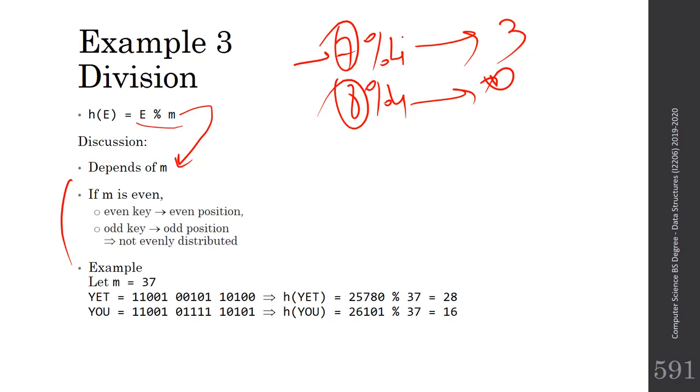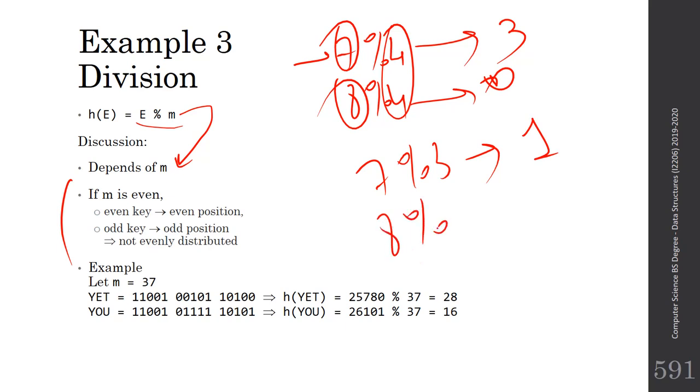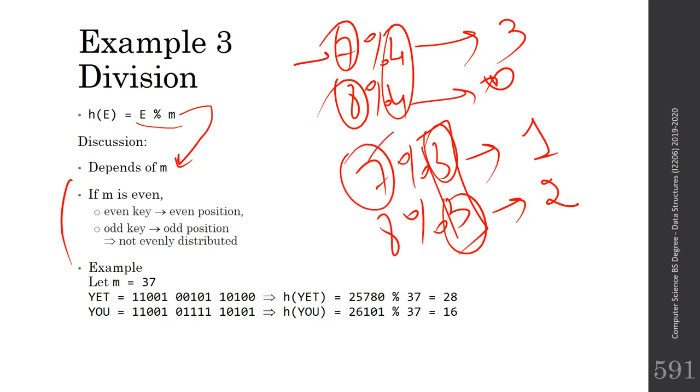And if m is odd, for example 7 modulo 3, we'll have 1. And 8 modulo 3, we'll have 2. So again, sorry, if the number of elements in the hash table, or m, is equal to an odd number, and the keys are odd, we'll end up with odd. And if it's even, I will end up even. So suppose that all the keys are odd, so in the table I will have all the even elements empty. So this is not a good hashing function because it does not distribute all the elements evenly.